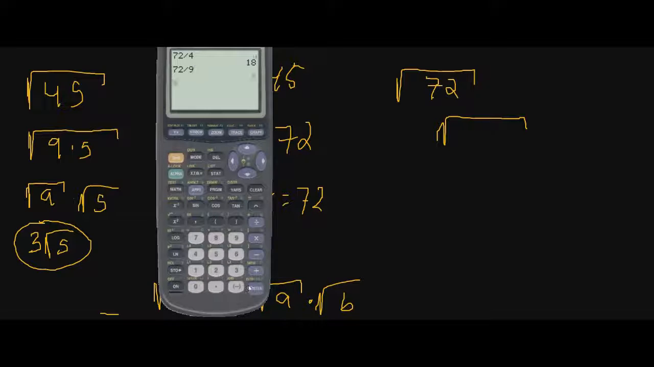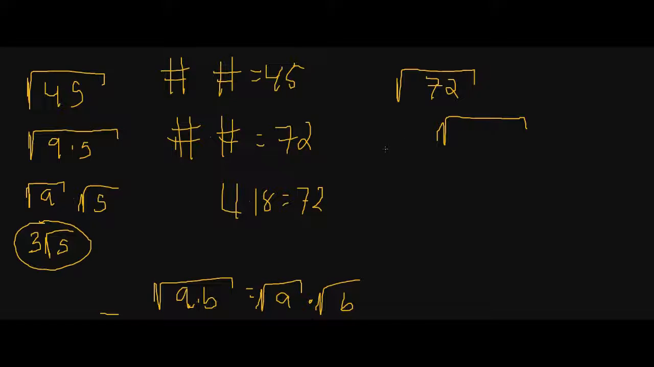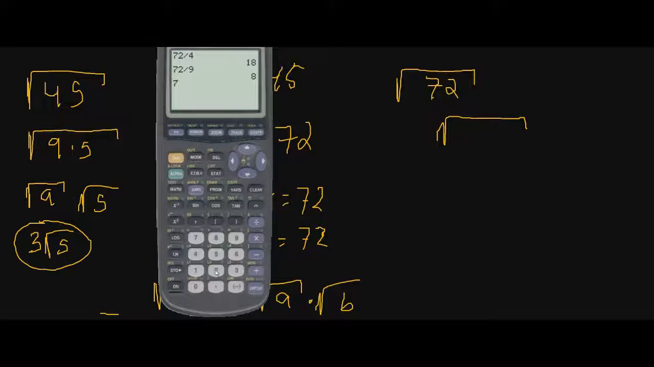72 divided by 9. Would you look at that? 9 and 8. 9 is a perfect square, so you can see 9 times 8 also gives me 72. Think about it: if I do the square root of 9, I get 3, and then the square root of 8, we can still reduce even further. So I want to keep going down to see if I can find an even better perfect square. I'll divide by 16. 16 is not going to work. 72 divided by 25, that's not going to work either.